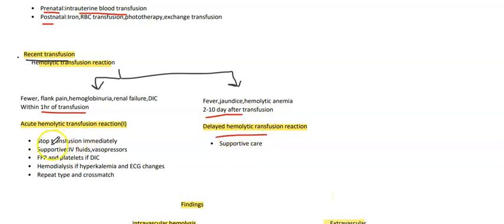In acute cases, stop the transfusion immediately and give supportive treatment like fluids and vasopressors, fresh frozen plasma and platelets if DIC develops, and hemodialysis if there is hyperkalemia and ECG changes. Repeat type and cross match. In delayed cases, only supportive care is given.